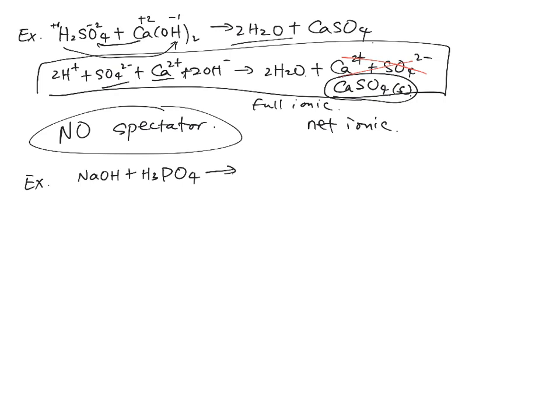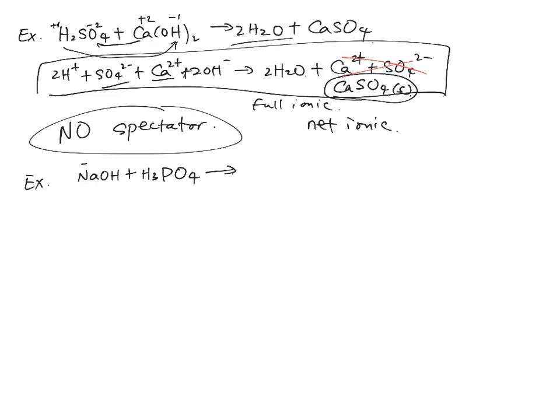Here's another neutralization reaction, happening between an acid and a base. The base is a strong base. The acid, if you think about your seven strong acid list, phosphoric acid is not part of your 7 strong acids. So this is a weak acid. Now, first of all, let's predict products.